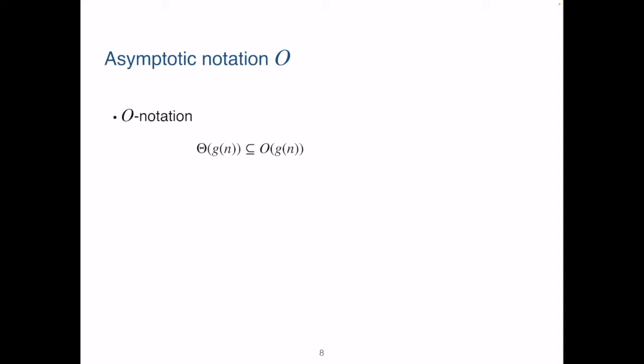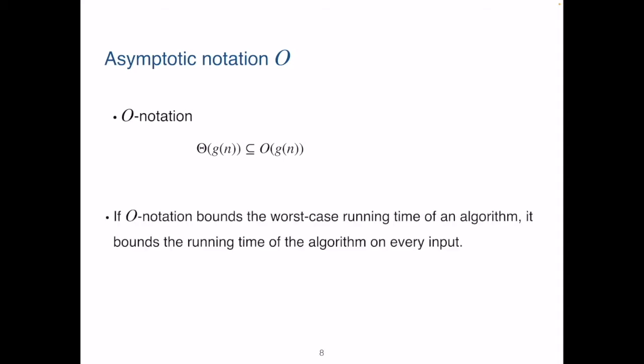Now we know why we often use the big O notation for algorithm efficiency analysis. If the O notation bounds the worst case running time of an algorithm, it bounds the running time of the algorithm on every input. Using the big O notation, we can often describe the running time of an algorithm merely by inspecting the algorithm's overall structure. For instance, is there a loop? Is there a nested loop? Is there a conditional statement? This is why we always use the big O notation in CISC 121 and 235.